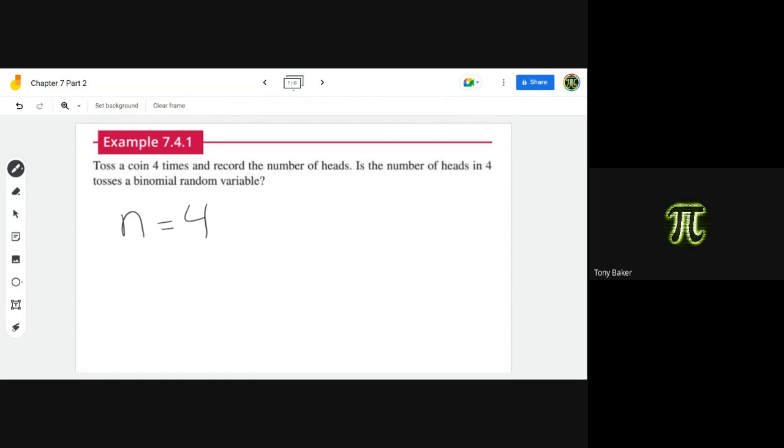Oh yeah, it didn't actually tell you. That's fine. All right. I want to find the probability that I'm going to get 3 heads. Okay. So what's the probability that I'm going to get 3 heads out of 4 problems?